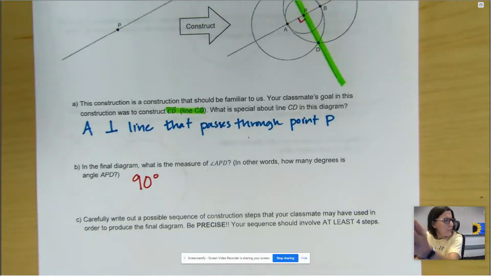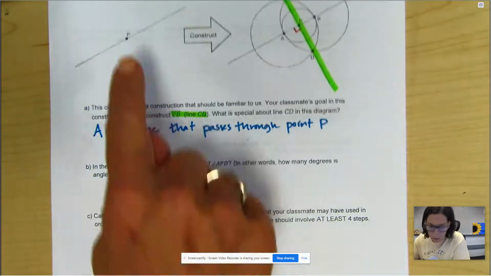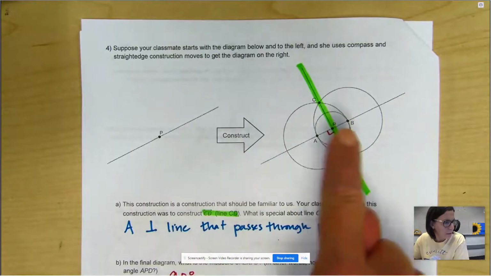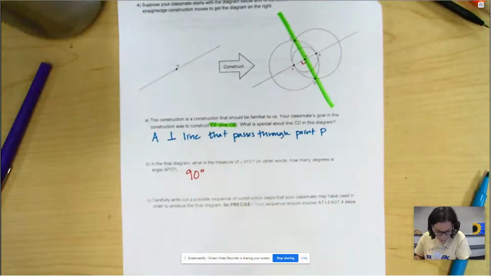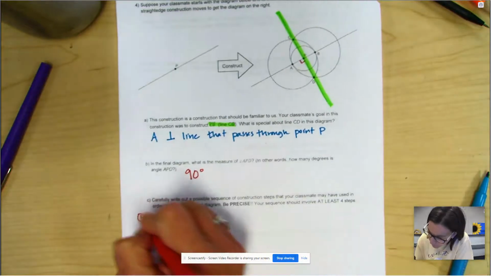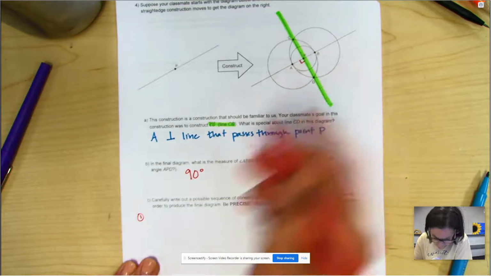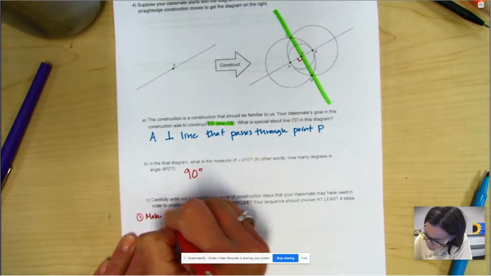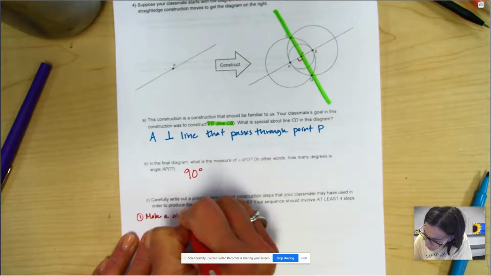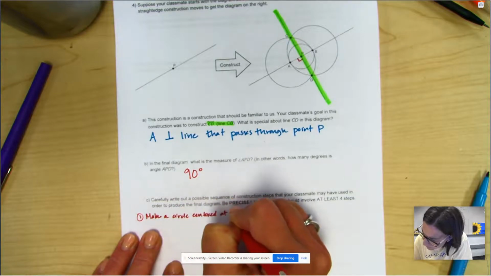All right, carefully write out the steps. There's a lot. So what did this person do to get from here to here? Let me zoom out. This is a lot of writing. Number one, they had to make a circle. They had to get points A and B on there. So let's make a circle centered at point P.